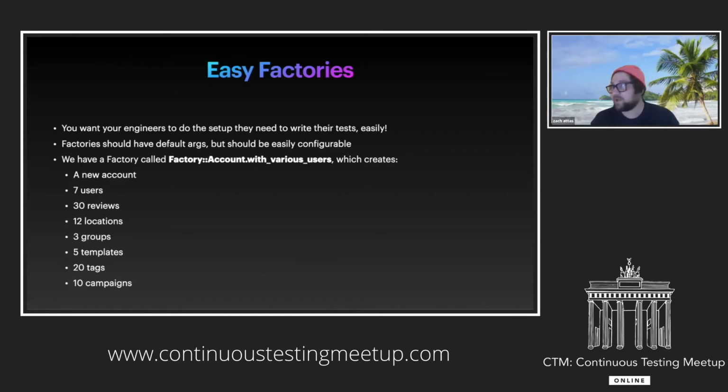It's like a master factory. It's called account with various users. It's one line of code. It creates a new account. It creates 7 users, 30 reviews, 12 locations, 3 groups, 5 templates. It creates all this different dynamic data in the environment.